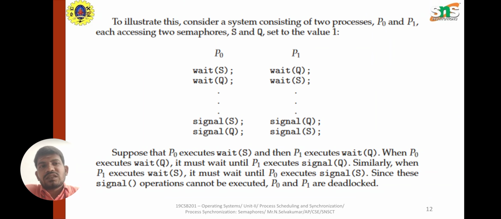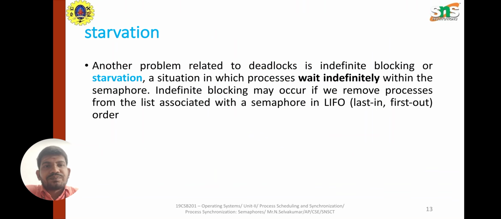To illustrate this, consider a system consisting of two processes, P0 and P1, each accessing two semaphores, S and Q, set to the value 1. P0 executes wait(S) then wait(Q), and P1 executes wait(Q) then wait(S). Suppose that P0 executes wait(S) and then P1 executes wait(Q). When P0 executes wait(Q), it must wait until P1 executes signal(Q). Similarly, when P1 executes wait(S), it must wait until P0 executes signal(S). Since these signal operations cannot be executed, P0 and P1 are deadlocked.